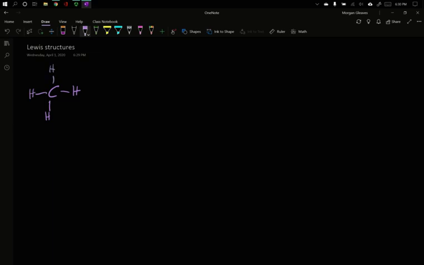this. This is CH4. CH4 is methane. It is natural gas. If you have a gas stove or anything like that, this is what you're actually burning when you burn. What this shows us is that there is a carbon, and that carbon is bonded. That's what the line between the two elemental symbols shows us.